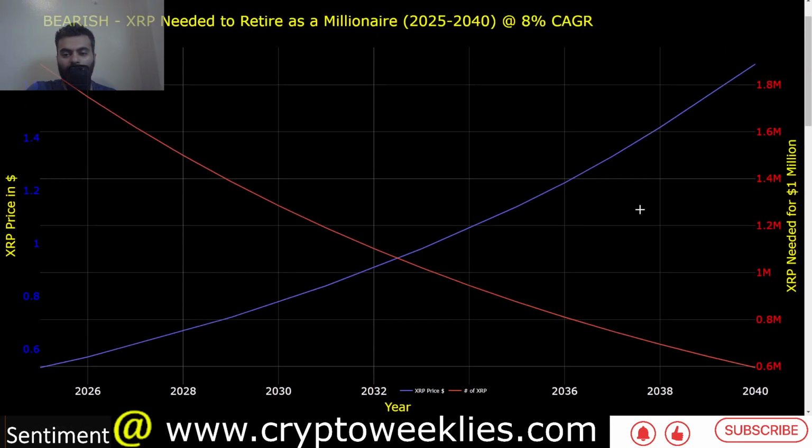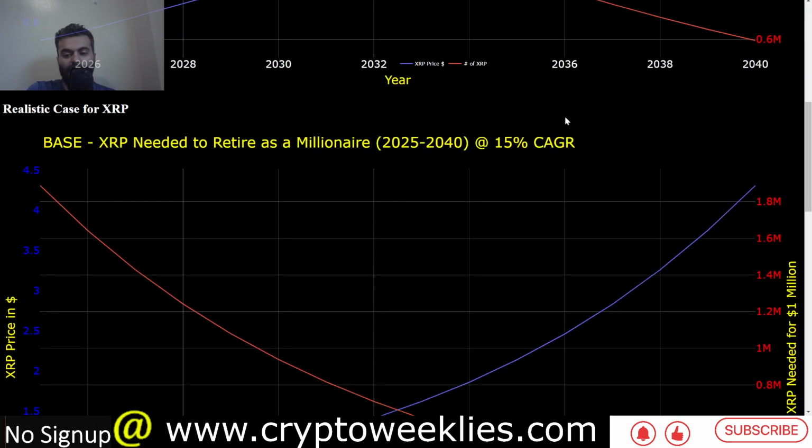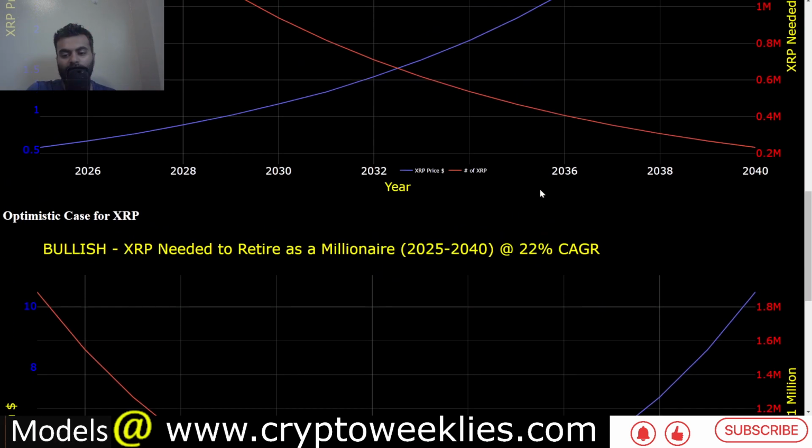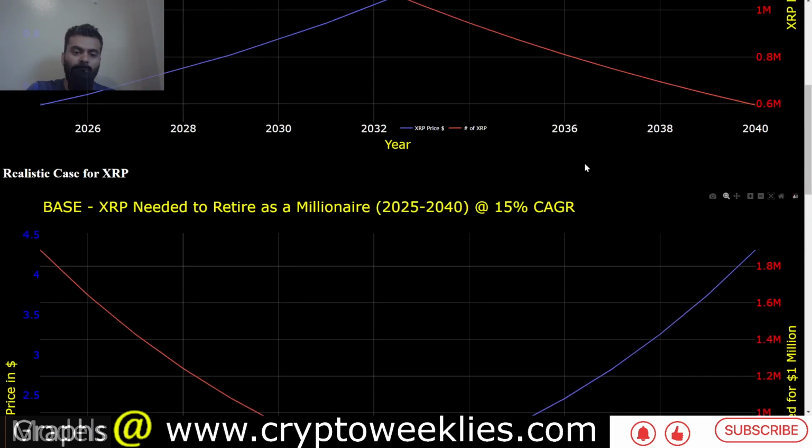And these numbers are not randomly selected. This looks at 8% we derived, that is looking at Bitcoin's CAGR over the last 10-15 years at around 45%, dividing that by 5, that's the bear case for XRP. Dividing Bitcoin's CAGR by 3, that is the realistic case, and dividing it by half, it's the optimistic case.